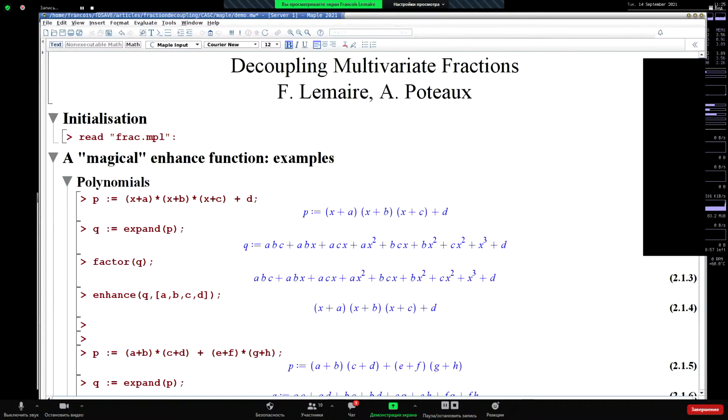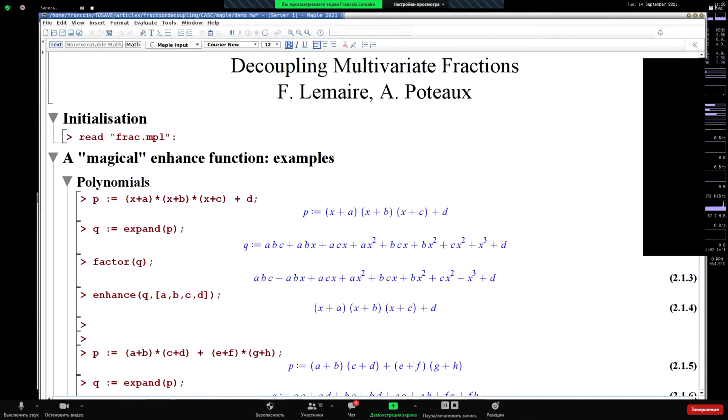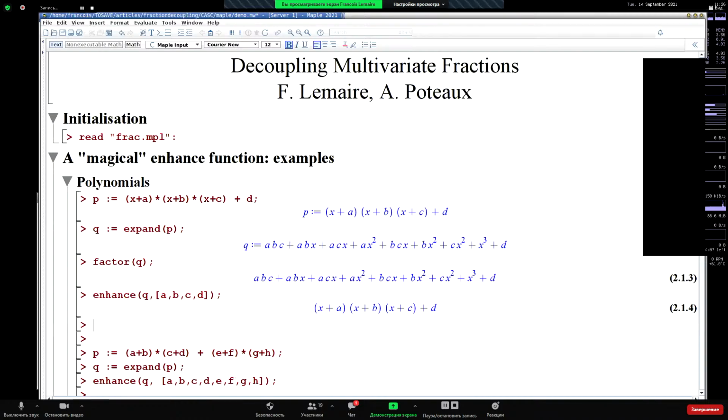So let's start with a single polynomial p, which is quite easy. So it has a nice form, but when you expand it, it becomes a bit more complicated. This polynomial is irreducible, and if you use the enhance function, sorry, I will remove the output. So enhance can recover the original form here.